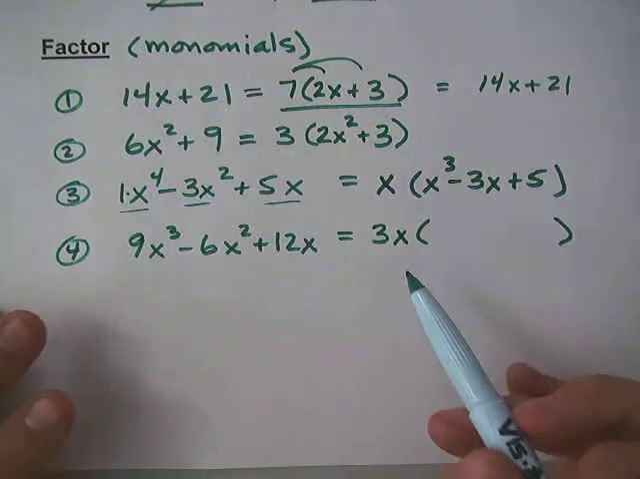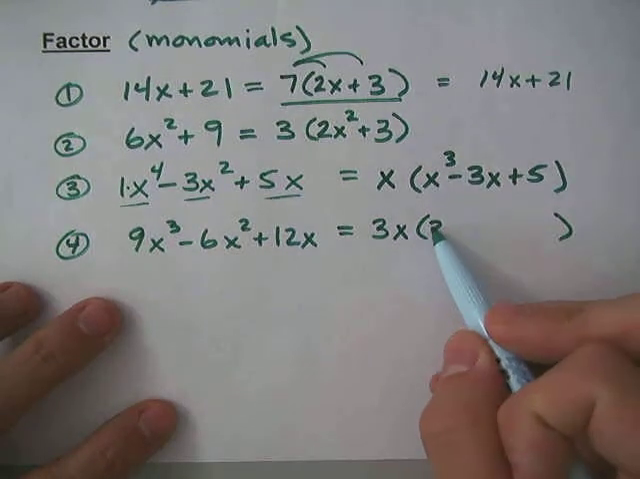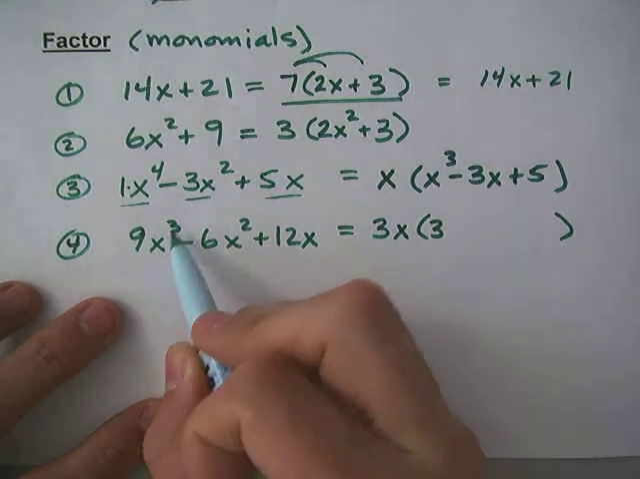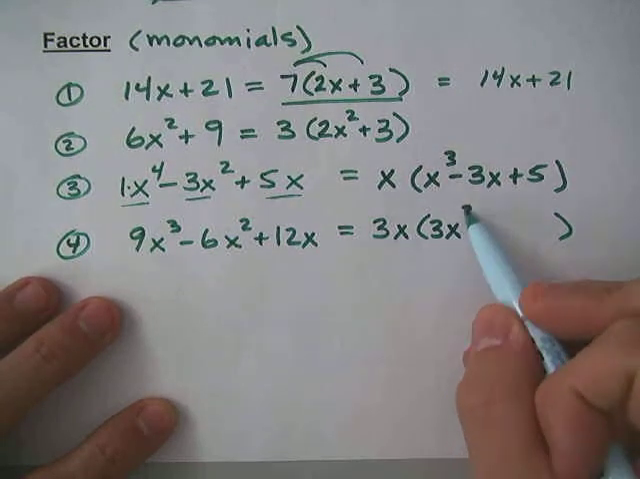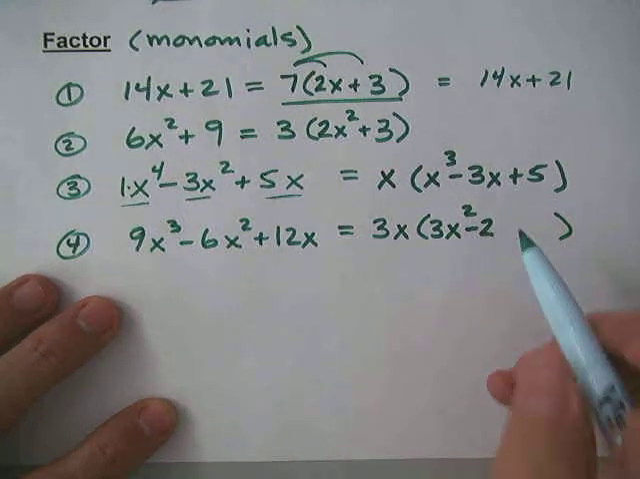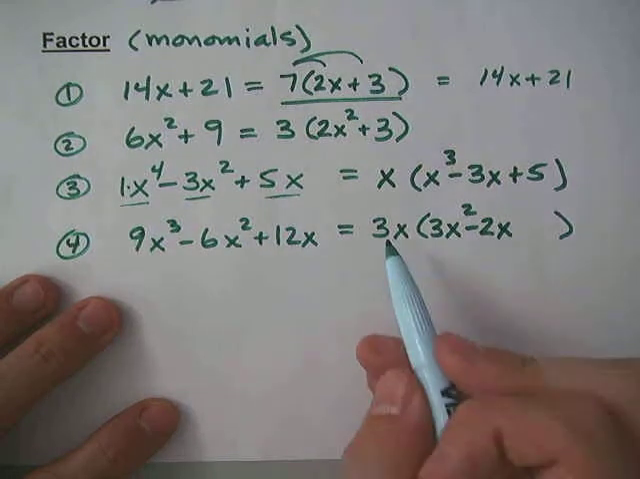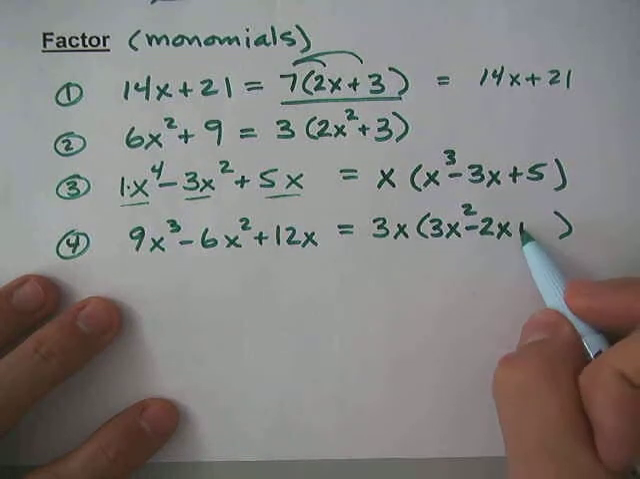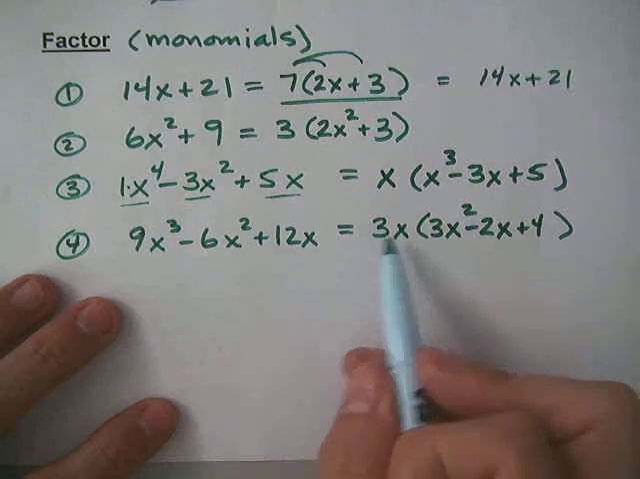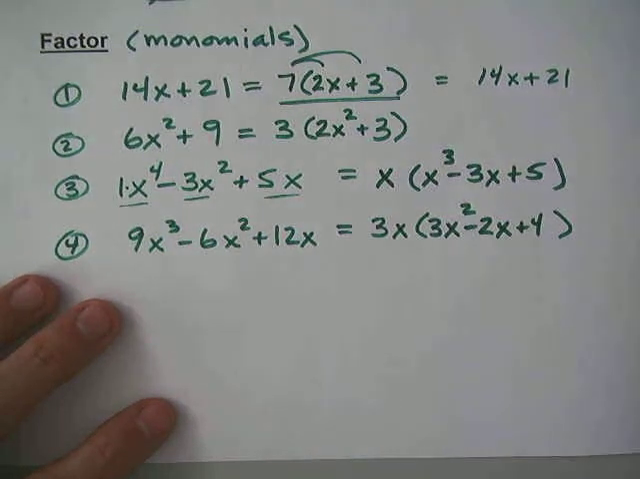So let's figure out what's left over. 3 divides into 9 3 times. If I take 1x from x cubed, that means I have x squared left over. 3 goes into 6 twice. If I take 1x away from x squared, there's 1x left. And 3 goes into 12 4 times. If I take 1x away from 1x, I don't have any x's left. And there you go. I'm done.